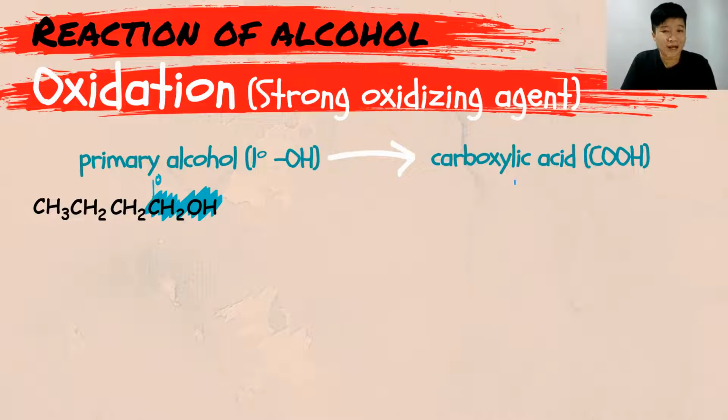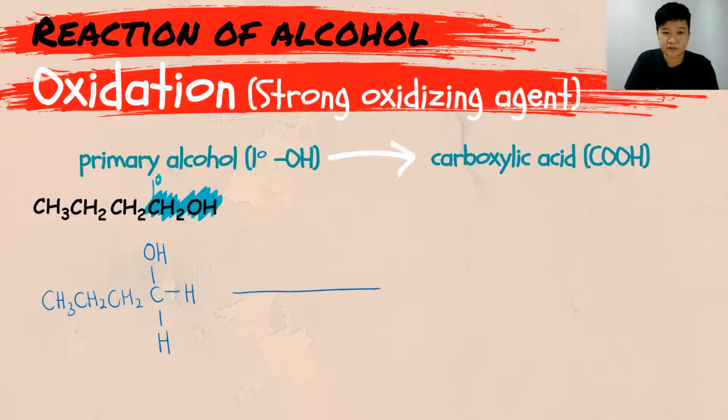So, what carboxylic acid will be produced? Let's try to expand that. We do not need to expand everything because we only want to focus on the carbon that is holding the OH. So, expand this only. And this process requires strong oxidizing agents, so you can use K2Cr2O7, H plus, and heat.